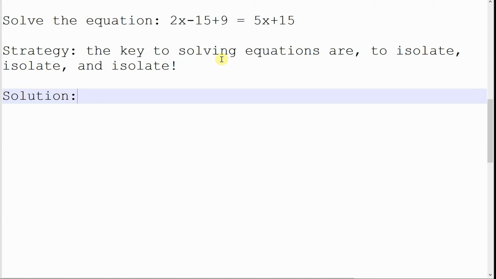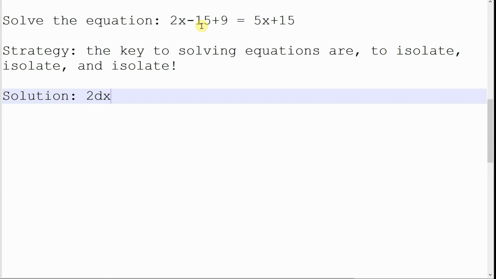Now, let's read the strategy. Hopefully it'll give us some hints. The key to solving equations is to isolate, isolate, and isolate. Isolating, we know, means simplifying, making an equation easier, pairing the variables on one side and the constants on the other. So we'll do exactly what the strategy told us to do. You can also already see the simplification we need over here.